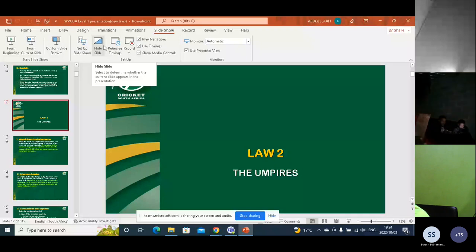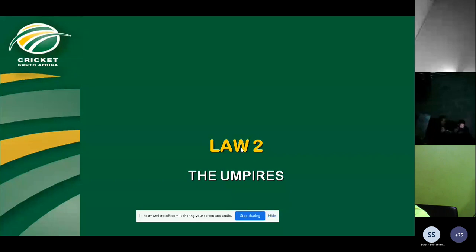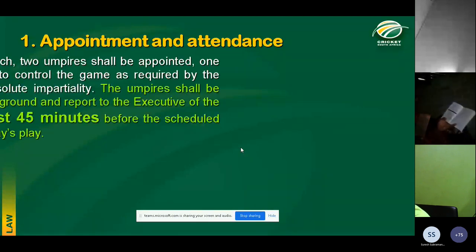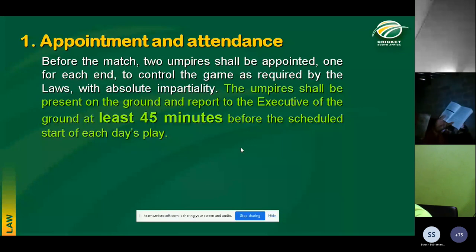Thank you so much, Tom. And good evening, everyone. Law 2 covers the umpires. In terms of appointment and attendance, the governing body usually appoints two umpires per game. It's important for those umpires to be at the ground 45 minutes before play is about to start. If the game's supposed to start at 10 o'clock, according to the laws, both umpires need to be at the ground at least at 9:15. We will see in later laws why it's important for the umpires to be at the ground at least 45 minutes before play starts, because there are lots of duties that the umpires need to perform before the first ball gets bowled. But we will go through those duties in detail in later laws.